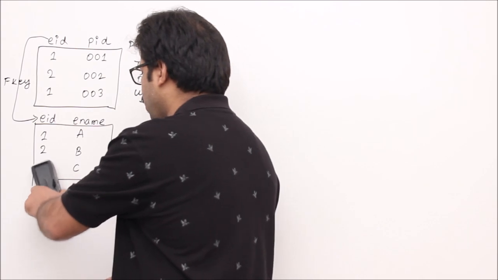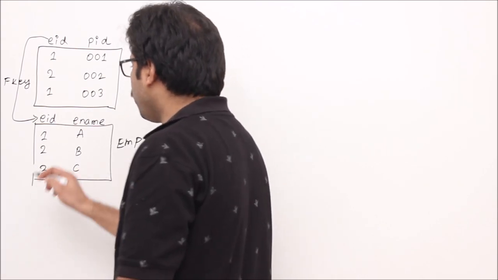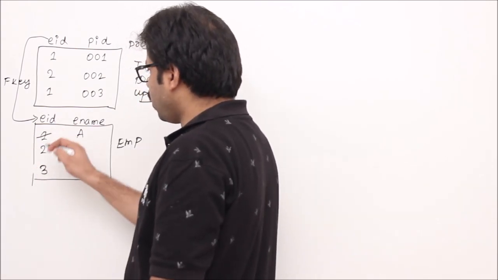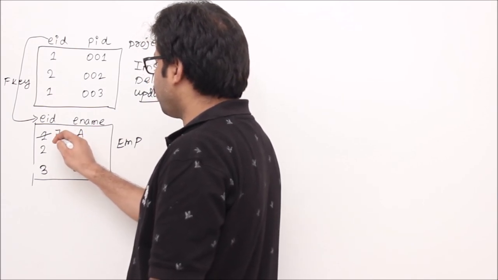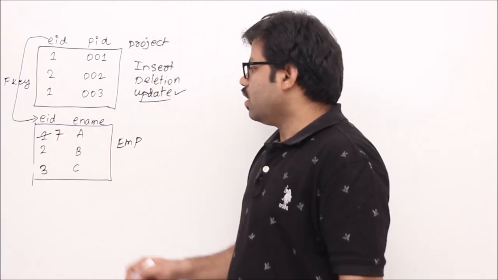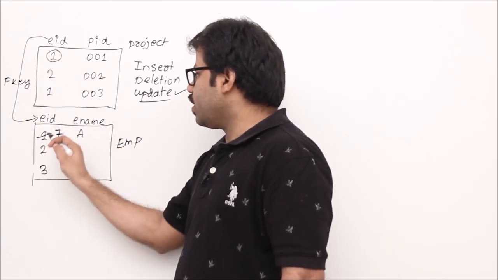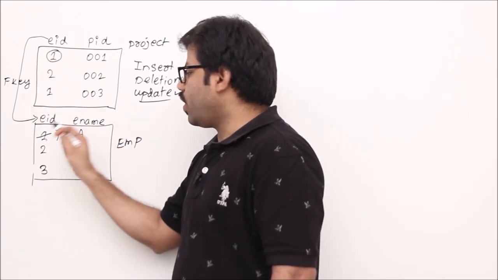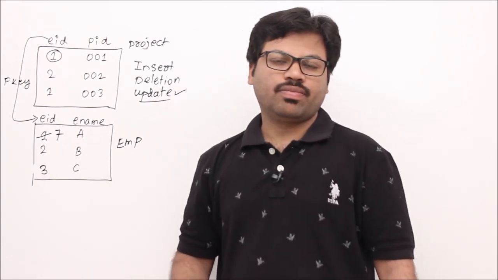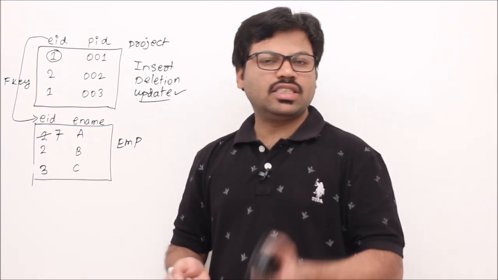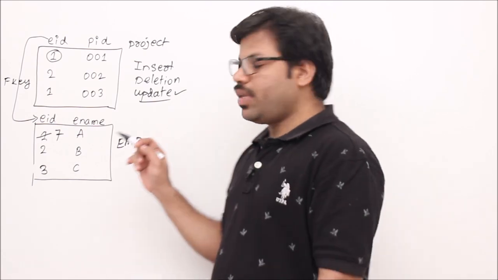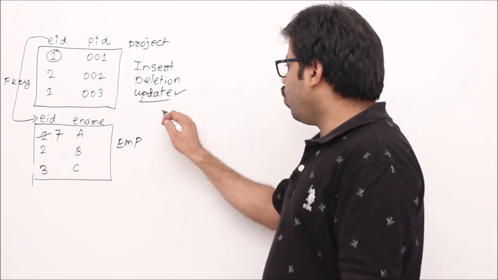Then see this one. What if you update this to something like 7? If you write 7 here, then what happens? Many are referring to it, see here, 1 is referring to this one and this one is also referring to this one. So what to do? It's like deletion. The same strategies we can apply. So on update also we can do 4 strategies.